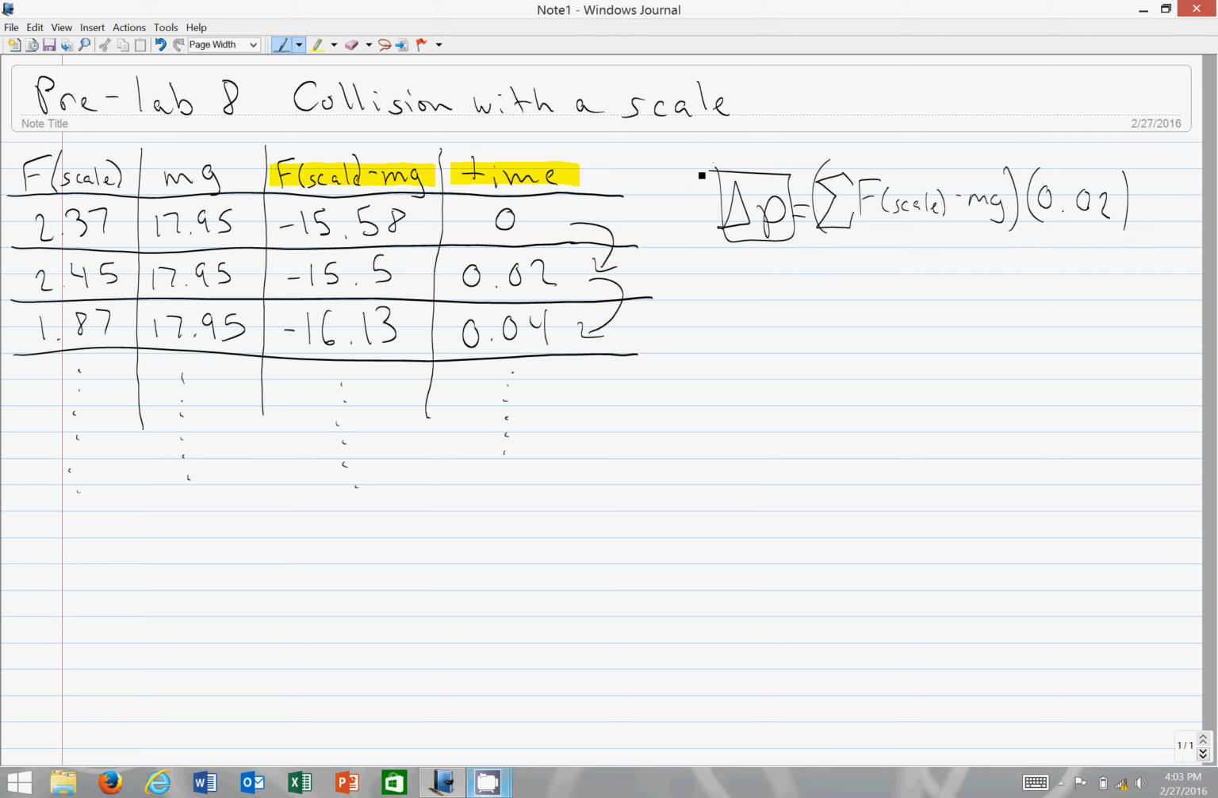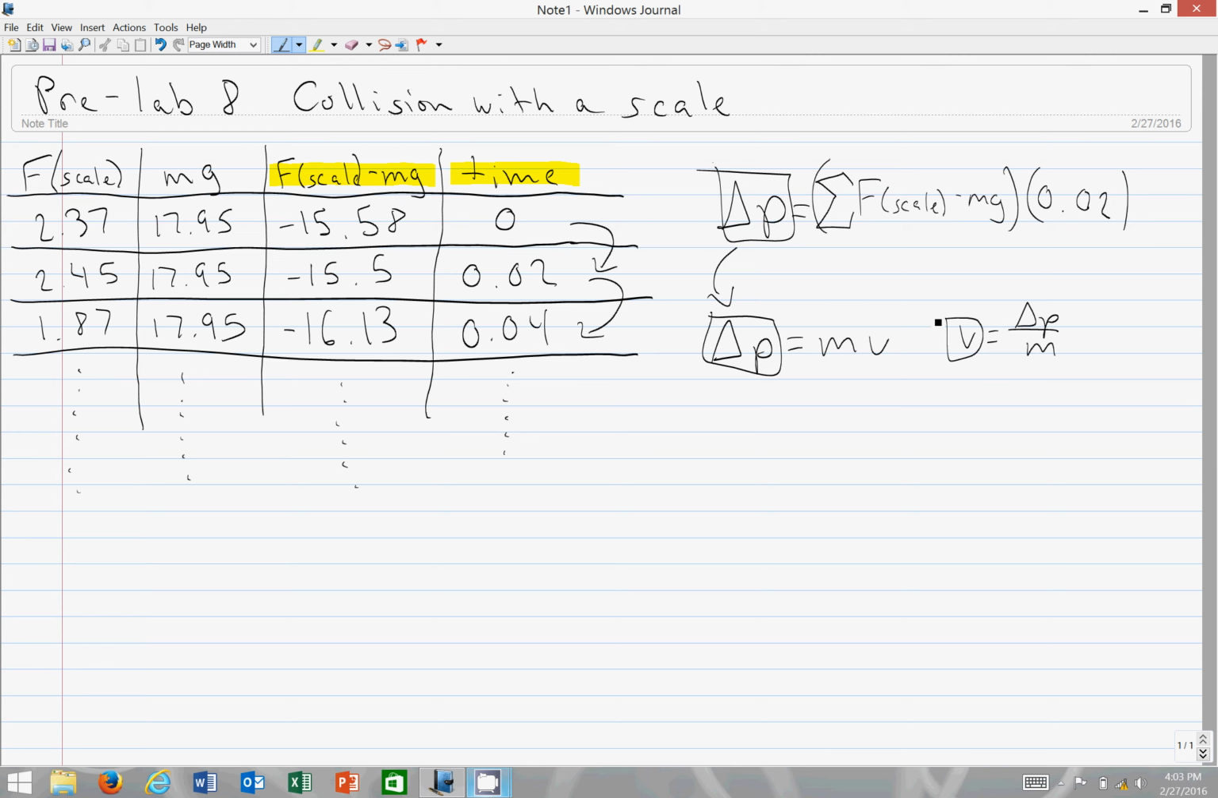Now, in the second section, we're asked to solve for velocity as the weight hits the force plate. So, let's look at this here. So we know that delta p is equal to mass times velocity. And we just solved for our delta p. So a simple rearrangement, v is equal to delta p over m. And this is how we solve that portion of the pre-lab.